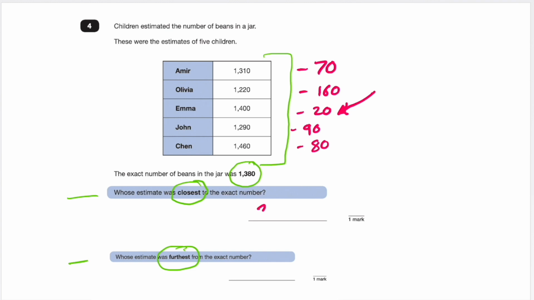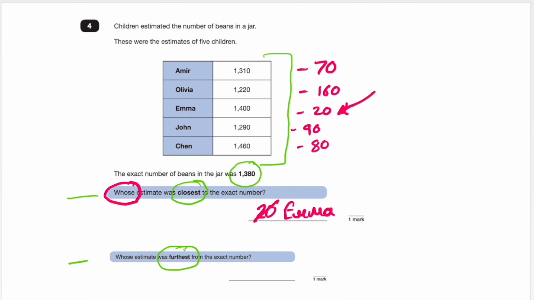But I cannot just write 20 because what's it asking me? Again, we've got to be super careful with this. It says whose. So it wants me to write Emma. Don't throw easy marks away. Make sure you read the question perfectly.